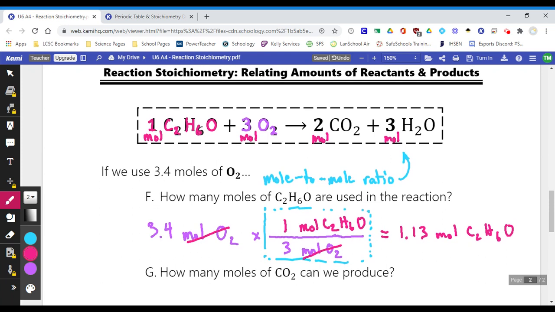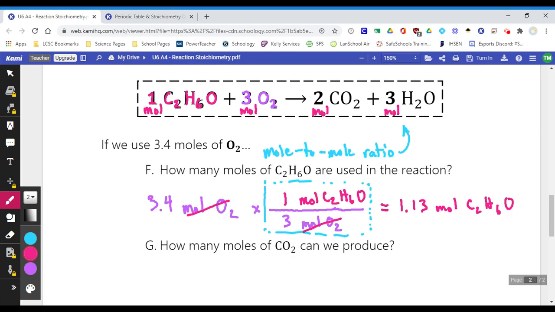Okay, so if I had exactly 1 mole of C2H6O and exactly 3 moles of O2, they could react together to make 2 moles of CO2 and 3 moles of H2O. But if I don't, if I have, say, 3.4 moles of O2 instead of 3 moles of O2, I can still figure out exactly how many moles of C2H6O it would take. If I was doing this in the lab, I could change that number of moles into grams. Same thing with the O2. And that's something I can actually measure out rather than moles. So there is a purpose to this. Okay, let's try another example.